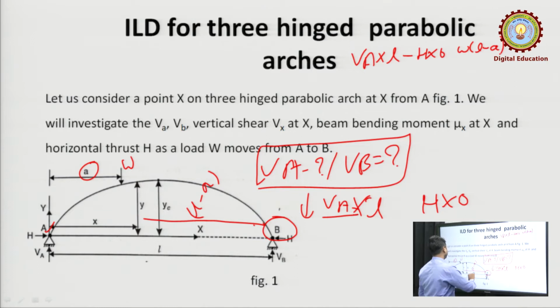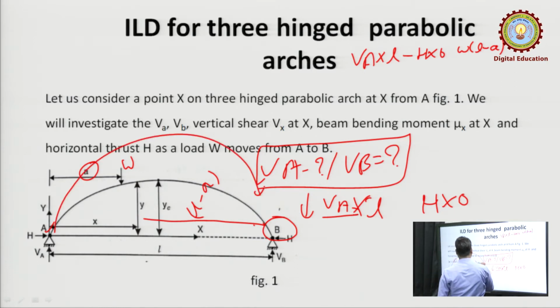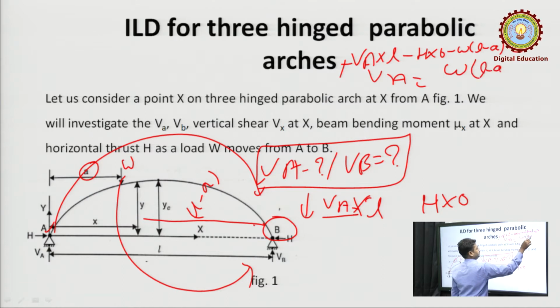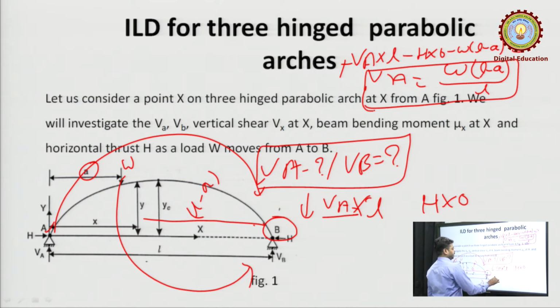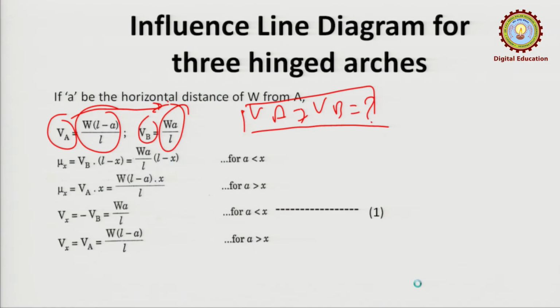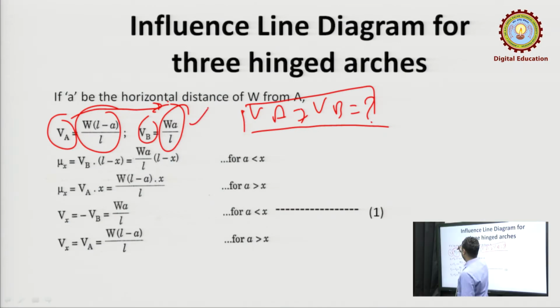For the sign convention, you can see this is the clockwise direction and this is the anti-clockwise direction. Clockwise we take positive, anti-clockwise negative, and the sum is 0. Simply you can find the VA value, W(L minus a) upon L. Similarly, you can find VB also. The value comes as Wa upon L, and VA is equal to W(L minus a) upon L.